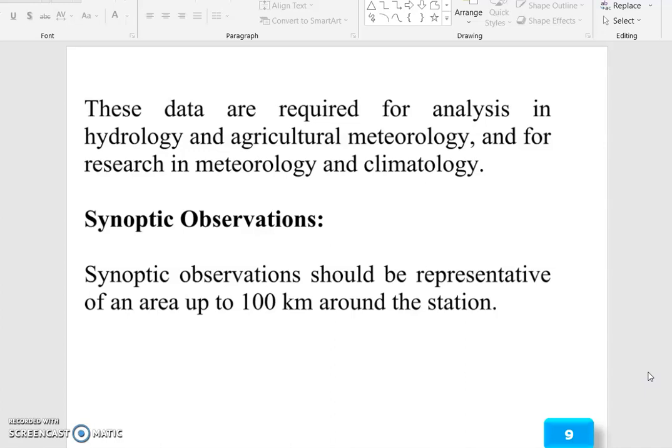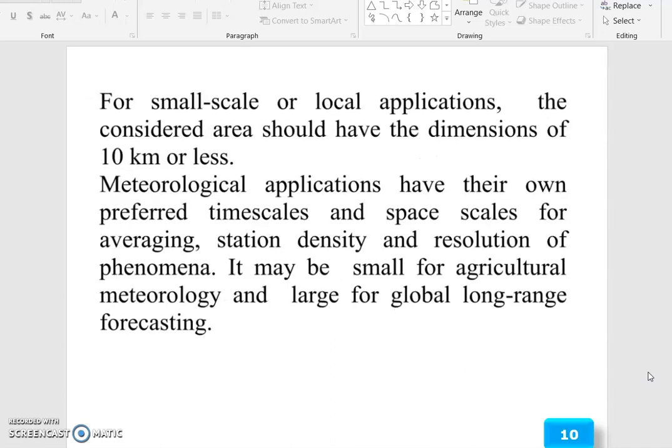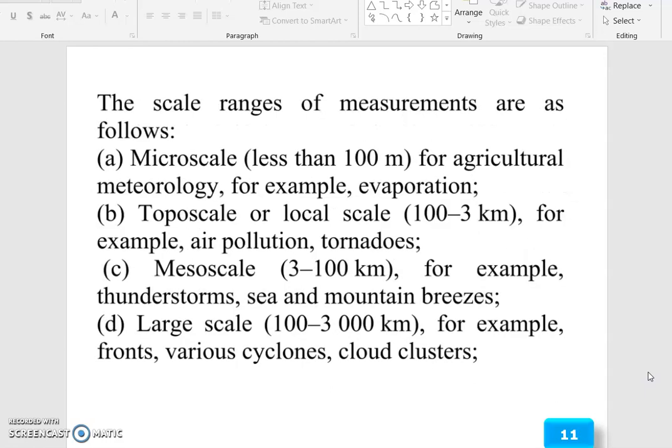The synoptic observations. Synoptic observations should be representative of an area of 200 km around the station. For small scale or local applications, the considered area should have the dimension of 10 km or less. Meteorological applications have their own preferred timescales and space scales for averaging, station density and resolution of phenomena. It may be small for agricultural meteorology and large for global long range forecasting.